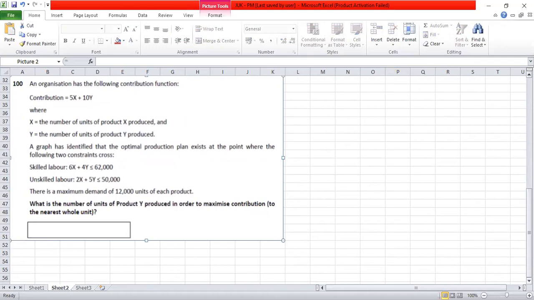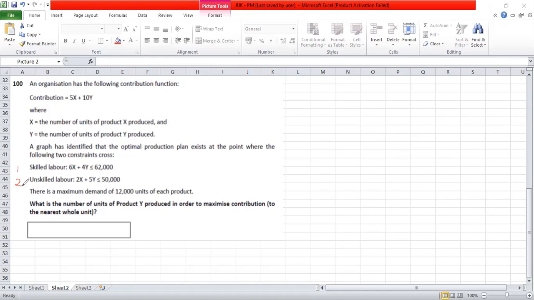A graph has identified the optimal production plan exists at the point where the following two constraints cross. There are two constraints which are mentioned. The first one is about the skilled labor. The second one is about the unskilled labor. There is a maximum demand of 12,000 units of each product. What is the number of units of product Y produced in order to maximize contribution to the nearest whole unit? So we see contribution is equal to 5x plus 10y. Fine. And two constraints are given.